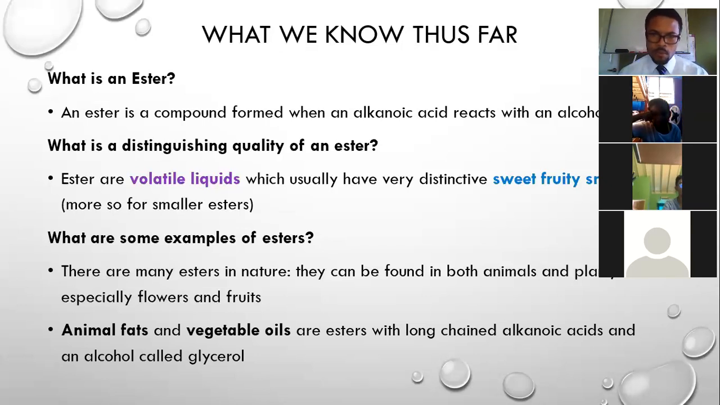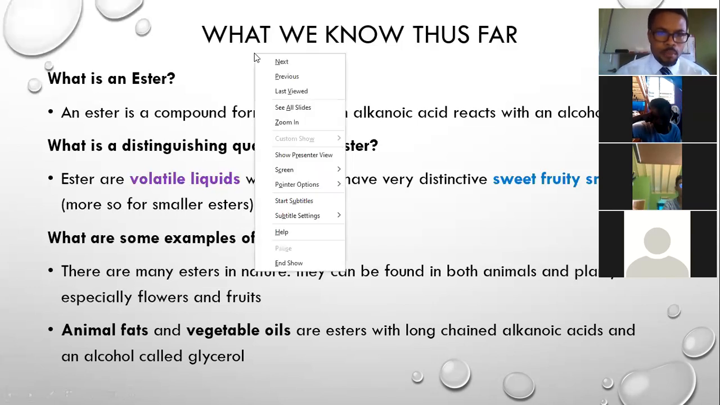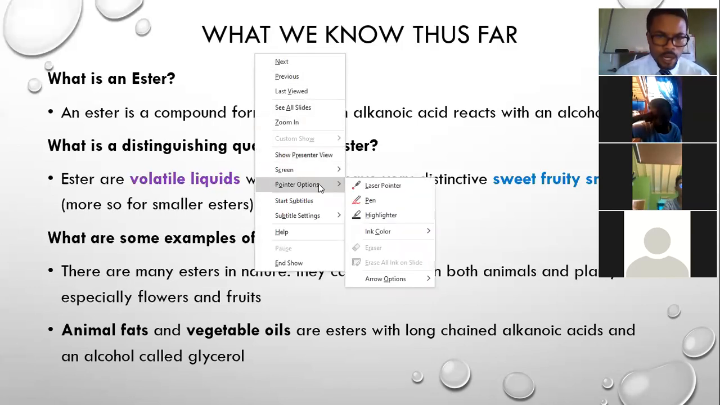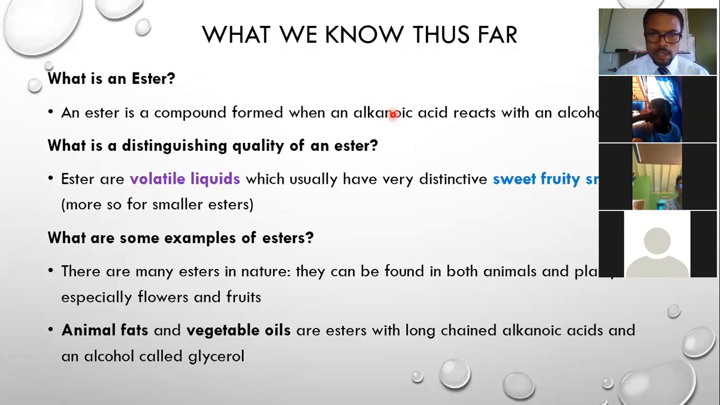So in here, before we note that an ester, and let me see if I could bring in that pointer here. An ester is made up of an alkanoic acid and an alcohol. So in this case, the fats from animals and vegetable oils are made up of long chain alkanoic acids and an alcohol called glycerol. So these two combine to make an ester.